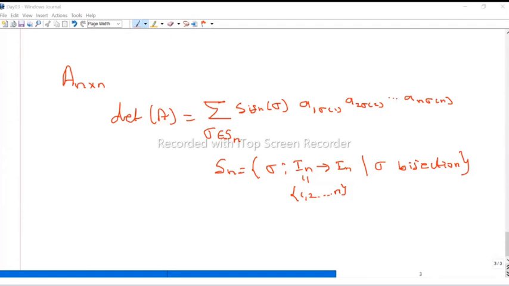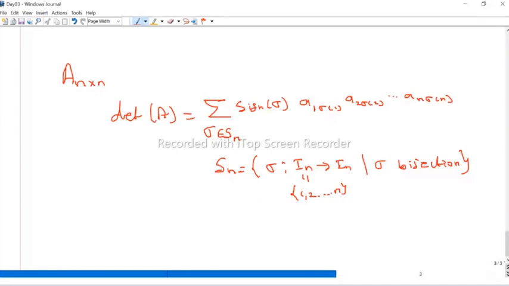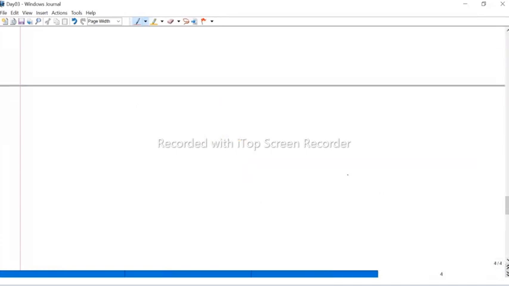If you take a 3 by 3 matrix, first of all, we should know what this Sn is. Sn is what we call the symmetric group or permutation group. For example, if you take n equal to 3, S3 is nothing but all the functions from the 3-element set to the 3-element set. So I am directly writing the identity.